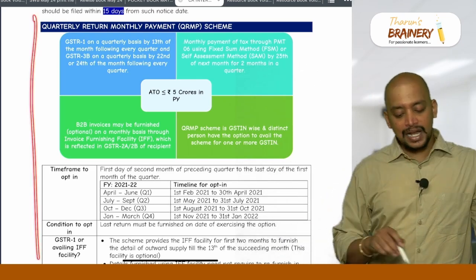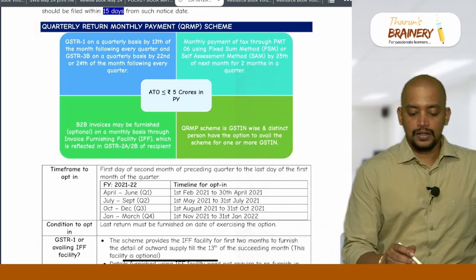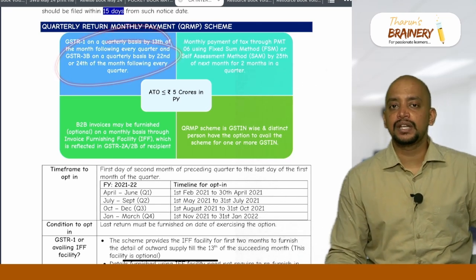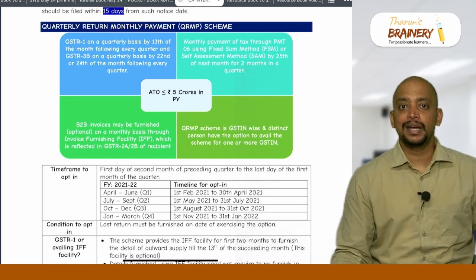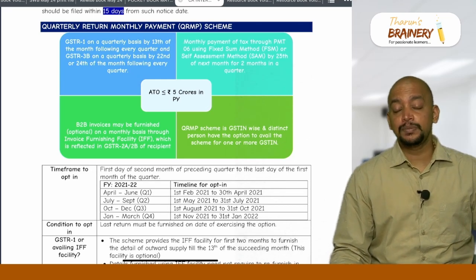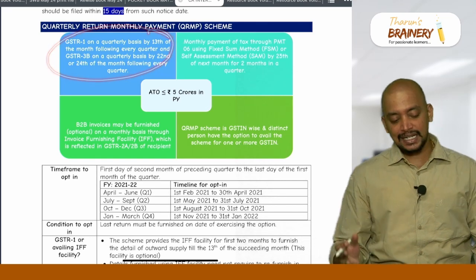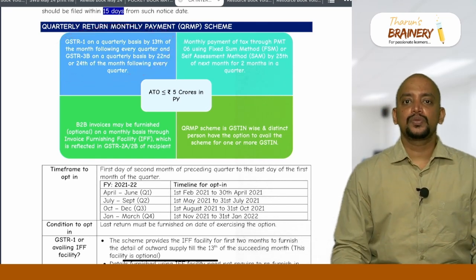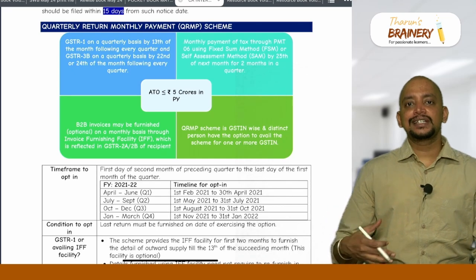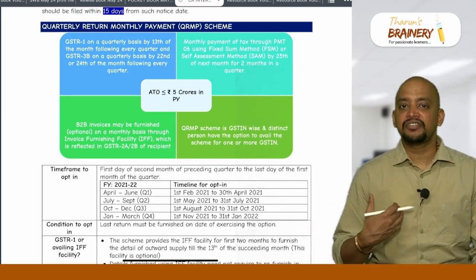And there is something called the quarterly return monthly payment scheme. In this QRMP, GSTR 1 is required to be filed by 13th of the month following every quarter, and GSTR 3B by 22nd or 24th of the month following every quarter. So basically this QRMP is one stupid scheme, because rather than filing my GSTR 1 on a quarterly basis, anyhow I will be filing my IFF.